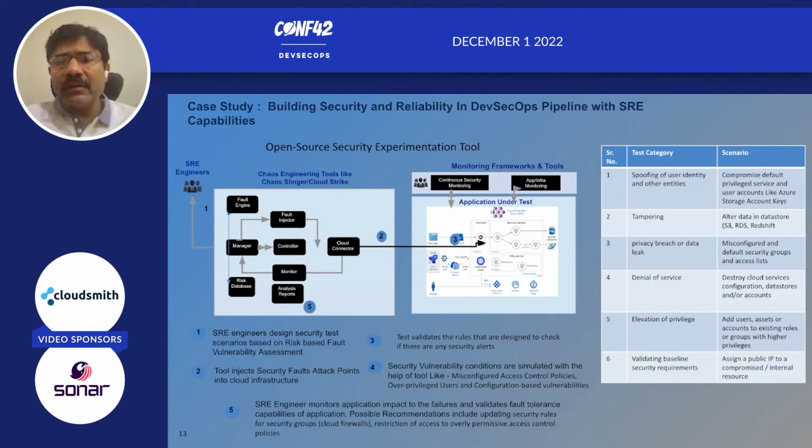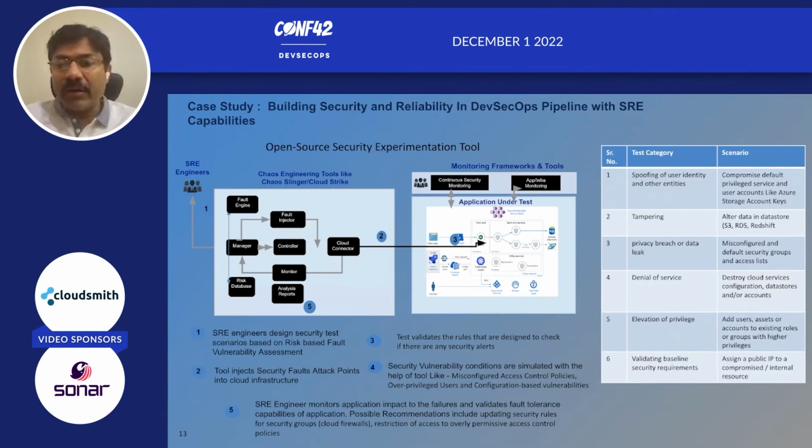There are various test categories: spoofing of user identity and other entities, then tampering with S3, RDS or Redshift kinds of data stores, privacy breach or data leaks, misconfigured default security groups, denial of service, destroying cloud service configurations and data stores, and then elevation of privilege, to basically add some users and asset accounts to existing roles or groups with higher privileges, and then check if you are getting the security alerts or not. Checking the security alerts is the important aspect to validate all those scenarios.